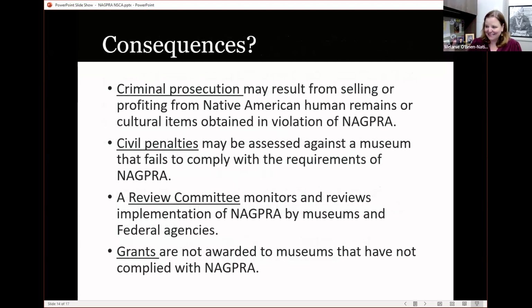What happens if you don't do any of this? Well, there are criminal provisions under NAGPRA where human remains or cultural items are sold or used for profit. In addition, there are civil penalties that could be assessed under NAGPRA for failing to comply with these requirements. There is a federal advisory review committee that monitors and reviews the implementation of NAGPRA. And grants are not awarded to a museum that has not complied with NAGPRA.